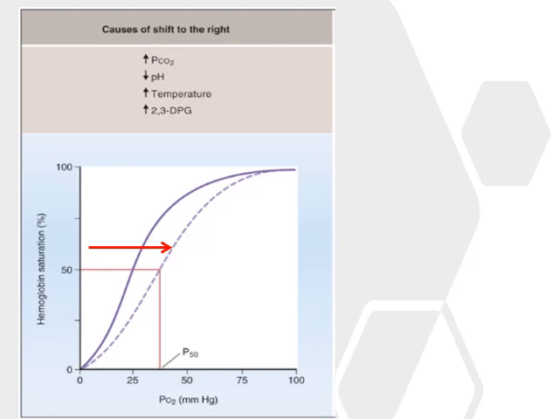What are the causes of shift to the right in the oxygen hemoglobin dissociation curve? Number one, increase in the partial pressure of carbon dioxide. It's a state of acidosis, represented as decrease in the pH. Another cause is the increase in the temperature or increase in the level of 2,3-diphosphoglycerate.